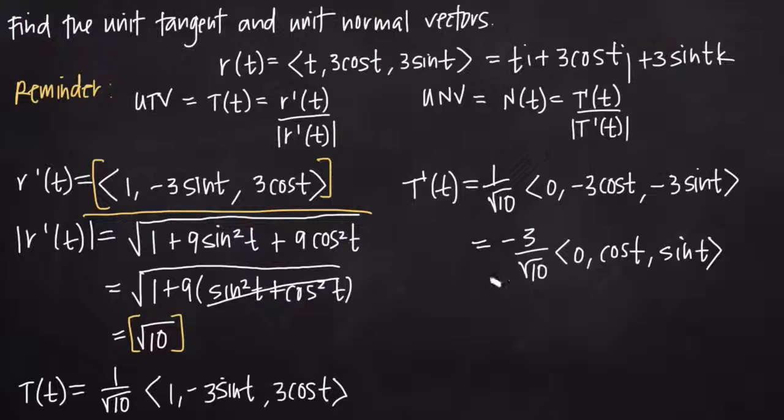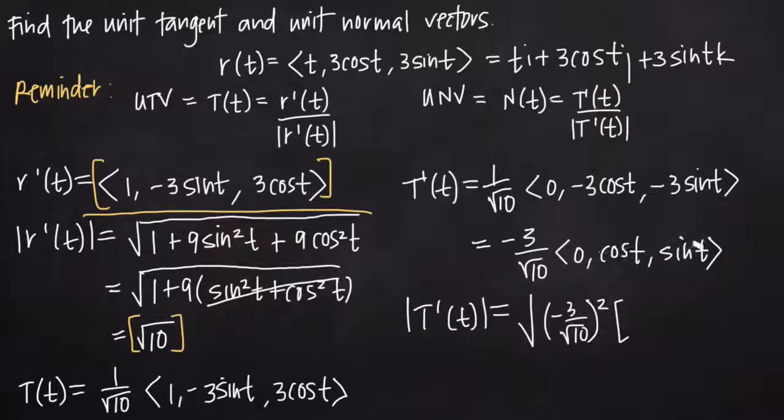Now we need to go ahead and find the magnitude. So we're going to say the magnitude of capital T prime of t is going to be equal to, again here we're going to do the square root. Now it's important that because this negative 3 over root 10 is multiplied by each of these components, we need to include it in our square root sign here. So we're going to square that as well, because remember we're going to square each of these components and take the sum. So we'll say negative 3 over root 10 squared, and then we're going to multiply this by the sum of the squares of each of these.